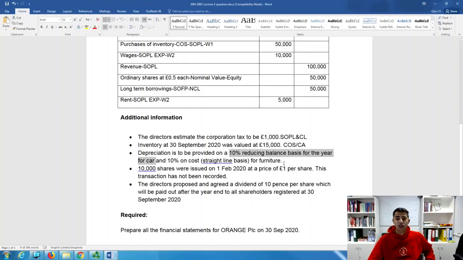For the furniture, it's based on straight line, 10% of the cost. So basically, you just multiply 10% of the cost. I do remember that you will ask me, okay, but the equation is cost minus residual value divided by useful life. It's the same, but here it's through percentage. So this depreciation we needed. It's very important, and that should all be included in working 3.